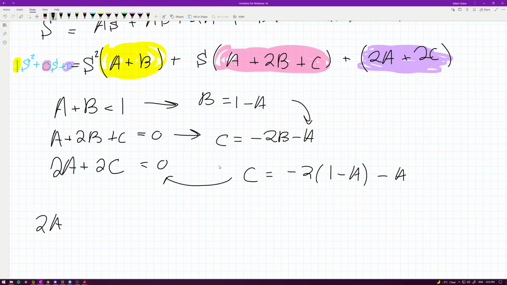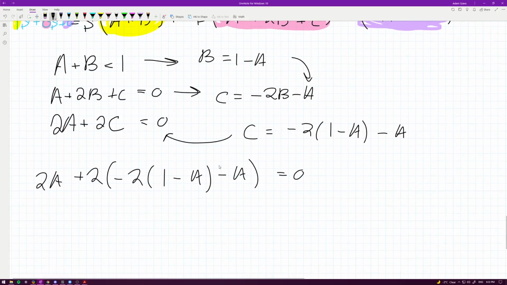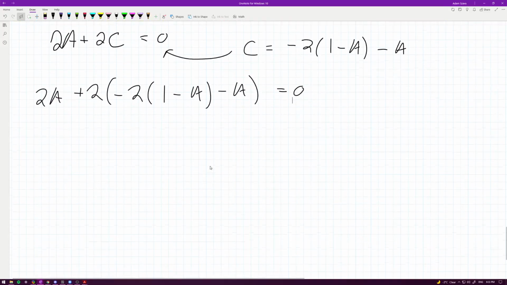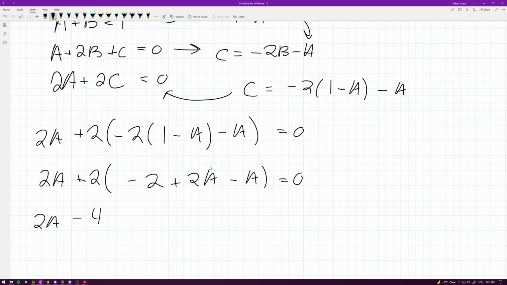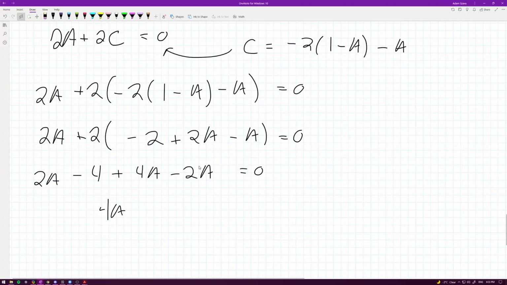Then I can substitute that into this equation. It's going to be 2A plus 2 times negative 2 times 1 minus A equals 0, and that's just an equation with A in it, right? So we can do it like that. Of course, there are other ways to solve this, but that's probably the most straightforward way. So 2A plus 2 times negative 2 plus 2A minus A equals 0. 2A minus 4 plus 4A minus 2A equals 0. So 4A equals 4, A equals 1. So there we go.